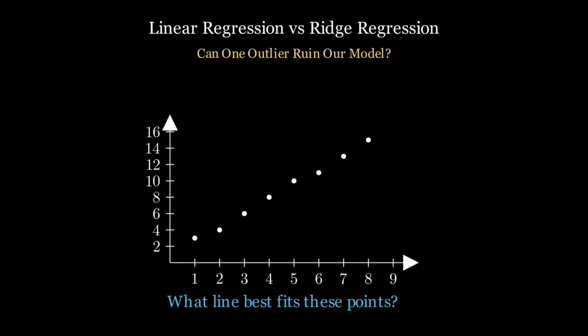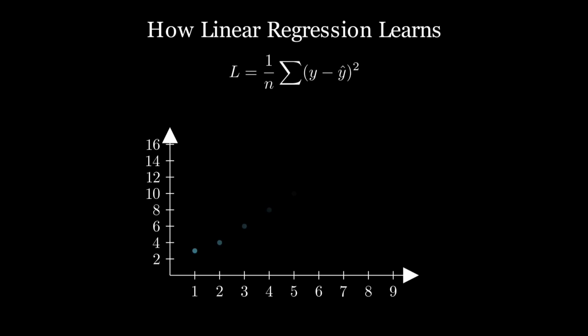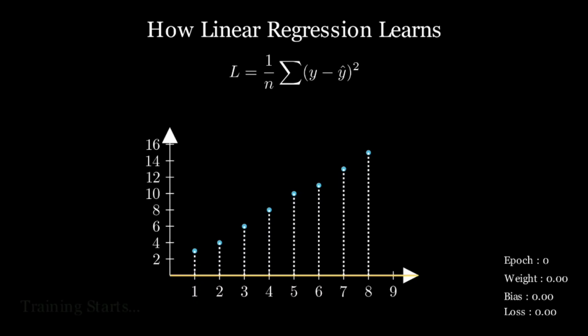Let's find out. Before training begins, we need a way to measure how good or bad our predictions are. Linear regression uses a loss function called mean squared error, or MSE. Each blue point represents a real observation from our data set. The objective is to find a line that minimizes the overall prediction error.